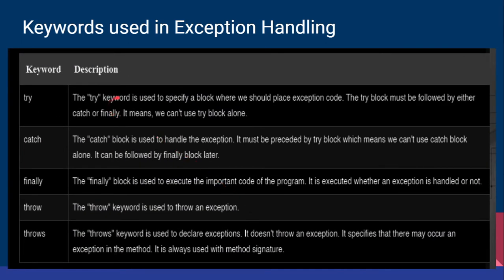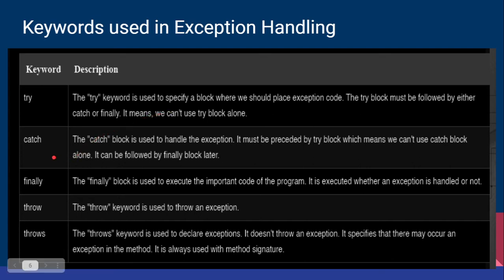First is the try. The try keyword is used to specify a block where we should place some exception code. The try block must be followed by either the catch or the finally block. It means you can't use the try block alone. There should be a catch or a finally block following the try block. That means this try block contains the code in Java which helps to handle the exception.